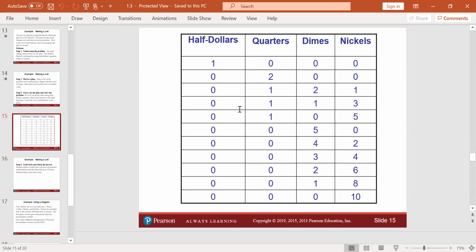You look back, you check over your answer, you're very thorough, try to think of anything that might work, but it should all be listed there.